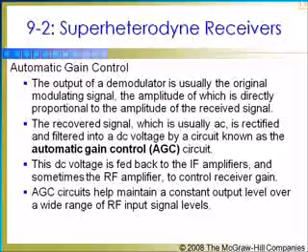Automatic gain control. The output of a demodulator is usually the original modulating signal, the amplitude of which is directly proportional to the amplitude of the received signal. The recovered signal, which is usually AC, is rectified and filtered into a DC voltage by a circuit known as the automatic gain control circuit. This DC voltage is fed back to the IF amplifiers and sometimes the RF amplifier to control receiver gain. AGC circuits help maintain a constant output level over a wide range of RF input signal levels.